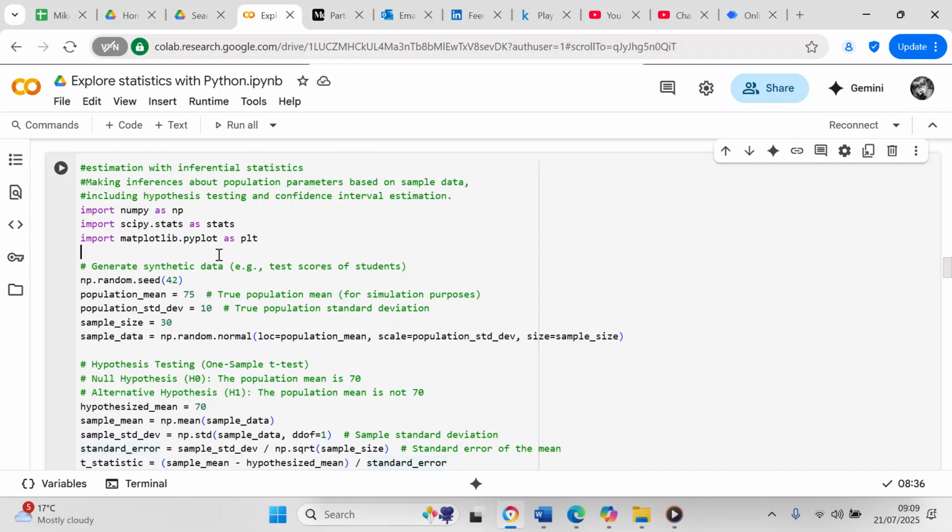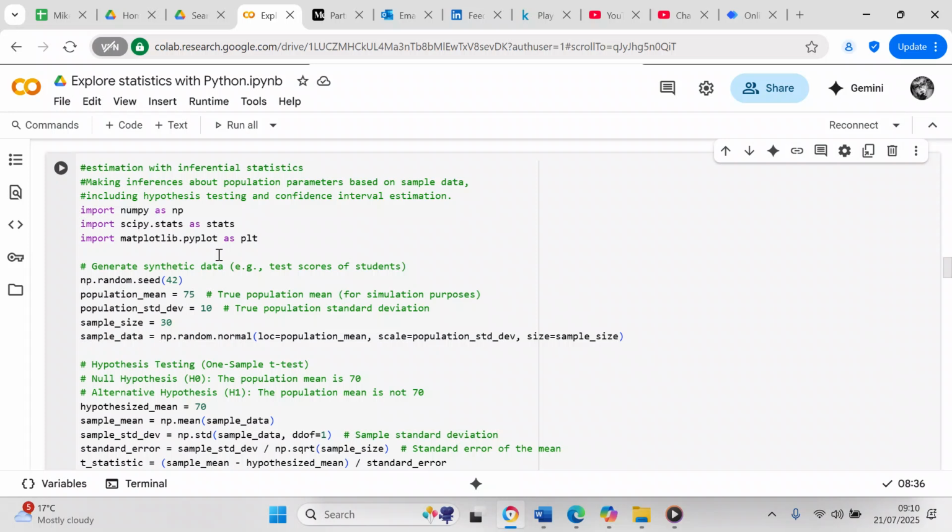Then we're going to generate synthetic data, e.g. test scores of students. The first thing we do is set our seed. The reason you set your seed is so that every time you run the program, it initializes to the same values. So you type np.random.seed, brackets, whatever number you want inside the brackets.